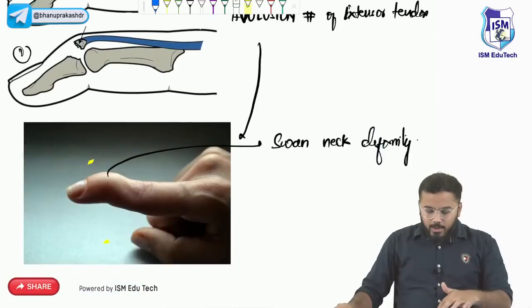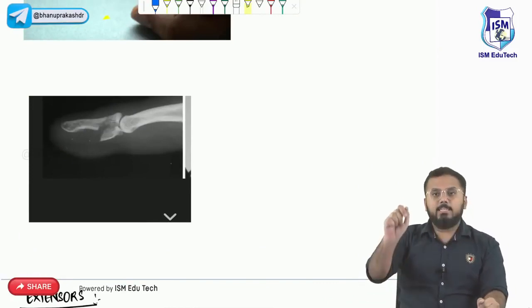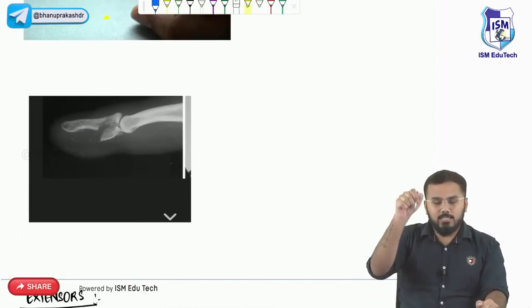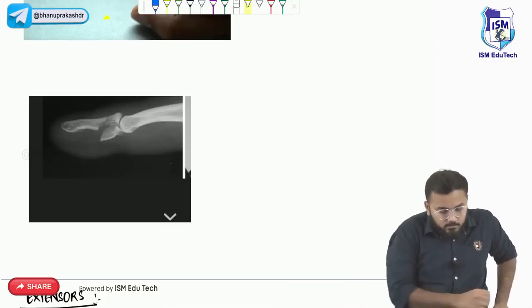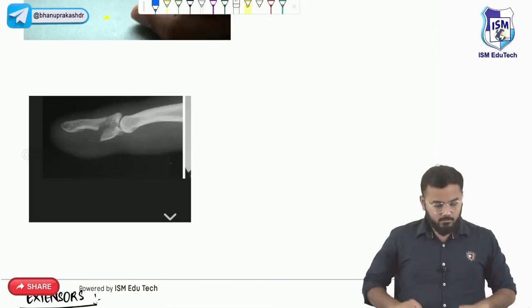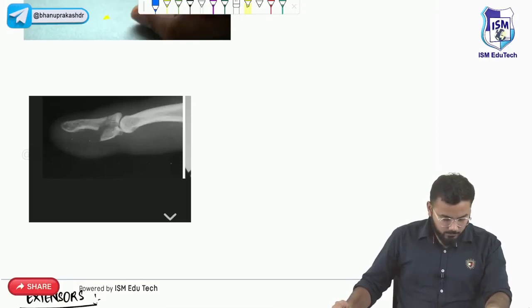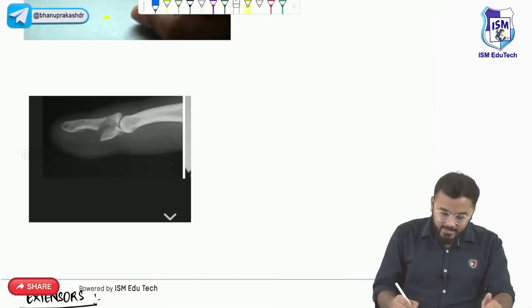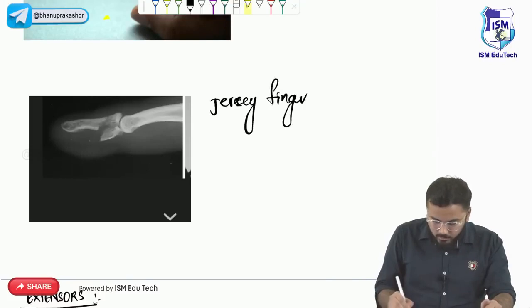Clear? Now, look at this x-ray here. Now tell me, is it a mallet finger or is it a jersey finger? You will tell me. Mallet or jersey? Very good. Excellent, guys. This is a jersey finger. This is called a jersey finger.